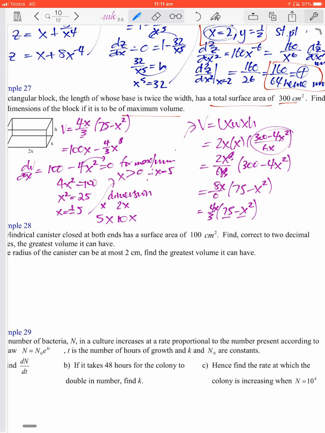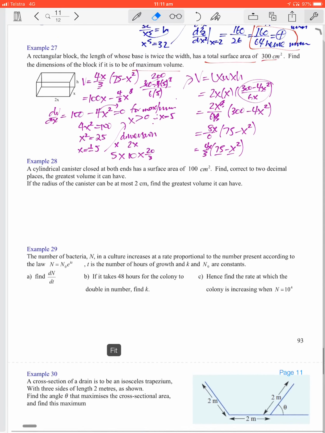x, which is 5, times 2x, which is 10, times our height, which we know is, what is our height? 300 minus 4x squared on 6x. 300 minus 4 times 5 squared on 6 times 5. So we've got 300 minus 4 times 25, that's 100. So on top we're going to get 200. On the bottom we're going to get 6 times 5, which is 30. So I get 200 on 30, which is 20 on 3. So those are the dimensions that maximize the volume.